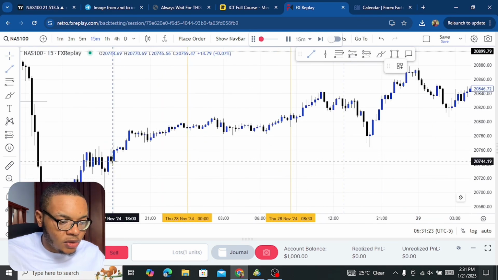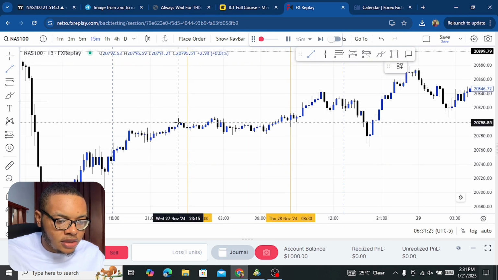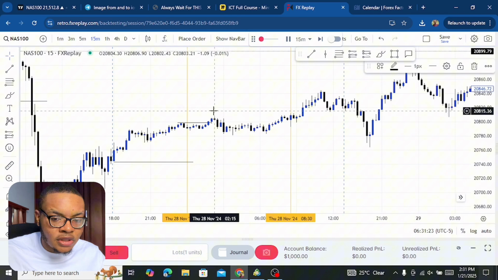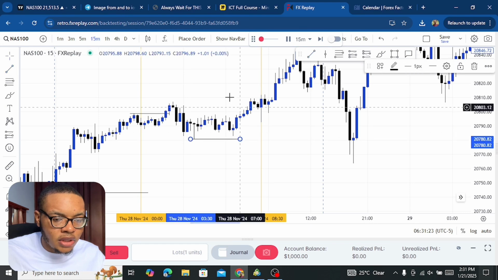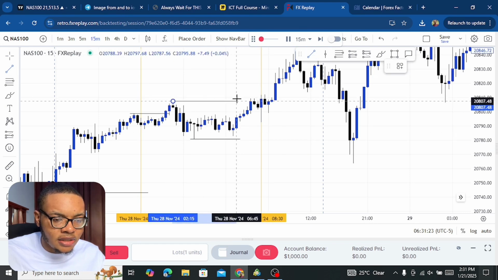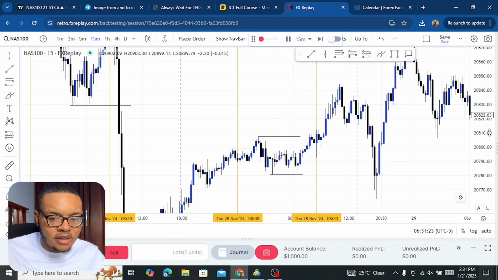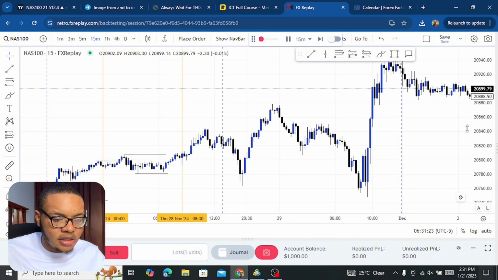So we have this to be Asian low, that's the lowest point, and we have this to be Asian high, that's the highest point. And for London, we have this to be London lows, right? And we have this to be London highs. You see that right there? It's super clear. I'm moving over to the next day.